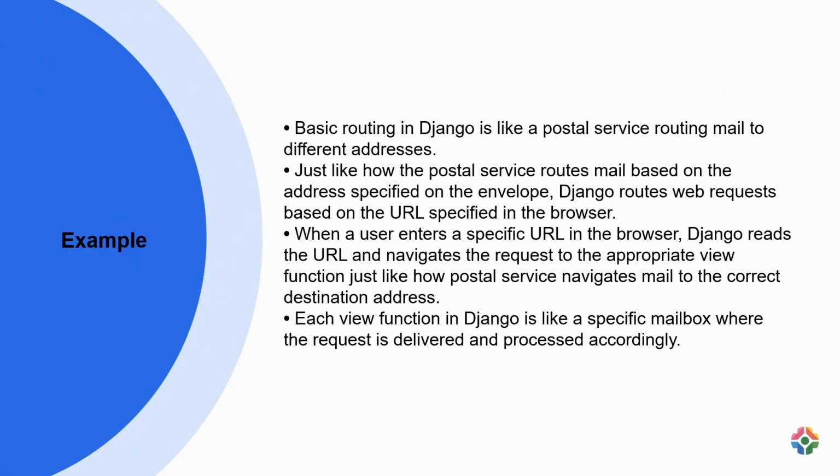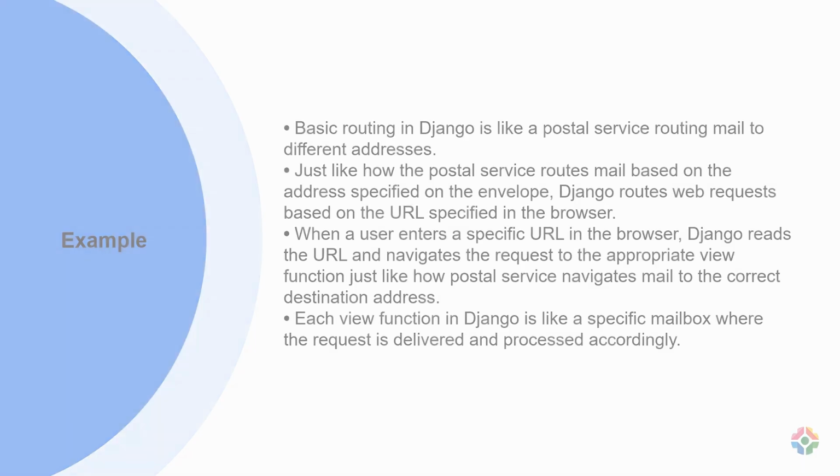Basic routing in Django is like a postal service routing mail to different addresses. Just like how the postal service routes mail based on the address specified on the envelope, Django routes web requests based on the URL specified in the browser. When a user enters a specific URL in the browser, Django reads the URL and navigates the request to the appropriate view function, just like how the postal service navigates mail to the correct destination address. Each view function in Django is like a specific mailbox where the request is delivered and processed accordingly.